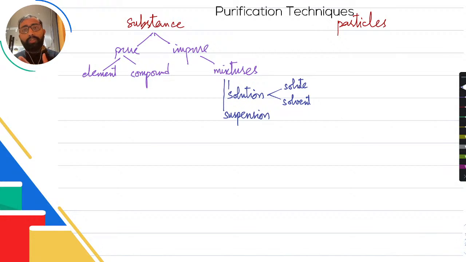In the solution, solute and solvent, you can't visibly differentiate between them. There is a third kind which is called colloid, but in O levels or IGCSE we won't deal with that. So these are the main categories of what mixtures are.